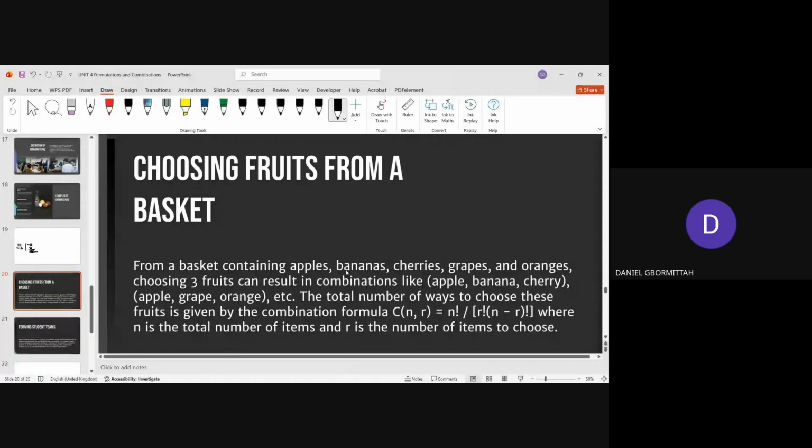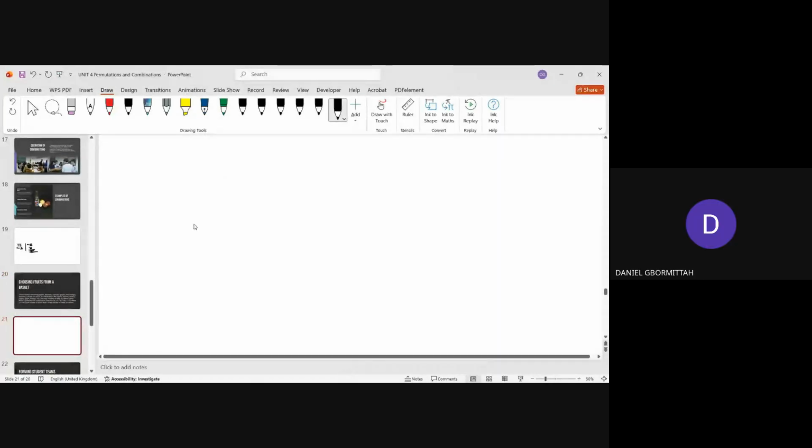How many fruits are we looking at? 5. How many are we choosing? 3 at a time. So that would be 5 combination 3. You just do that, and then you'll see the total number of ways. And that's 10 ways.